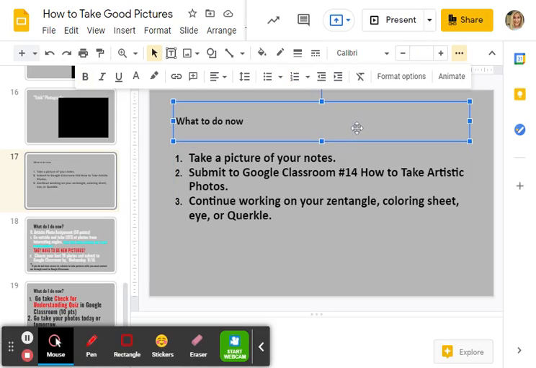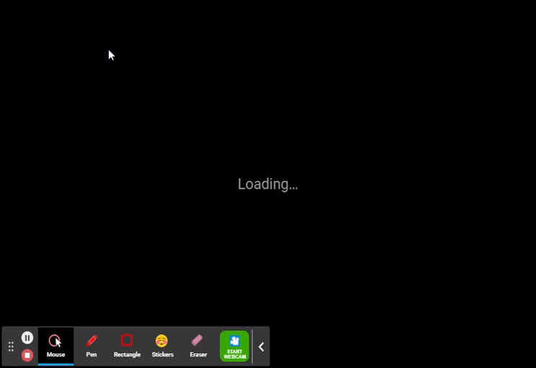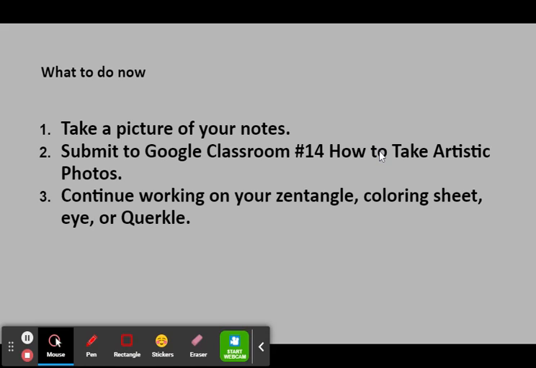We're going to take a picture of your notes and submit them to Google Classroom. Number 14, how to take artistic photos, and then continue working on your Zentangle, coloring sheet, eye, or Quirkle. And tomorrow we will be going outside to take pictures, and it'll be fun. Thank you.